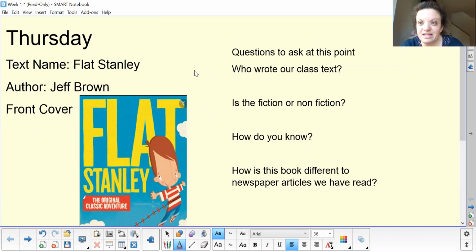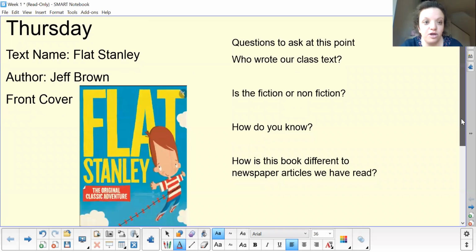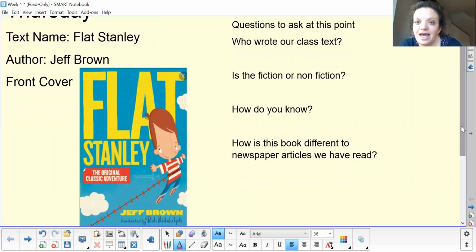So let's see if we can remember some of these things about our text. Who wrote our class text? Who was the author? Use the information around to help you with that. Is this fiction or non-fiction? How do you know? And how is this book different to newspaper articles we have read? So write down some of your answers and pause the screen now.